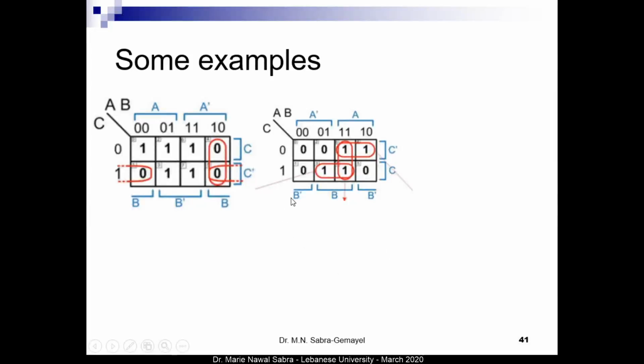These are some more examples. If you see in this one, I'm covering zeros, so this is an application where we are looking for the max terms. You can take the same example and look for the min terms. And here we have an overlapping.